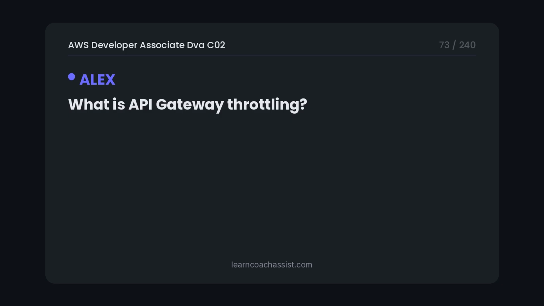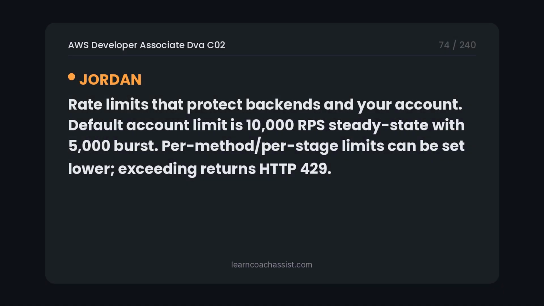What is API Gateway throttling? Rate limits that protect backends and your account. Default account limit is 10,000 RPS steady state with 5,000 burst. Per method/per stage limits can be set lower. Exceeding returns HTTP 429.